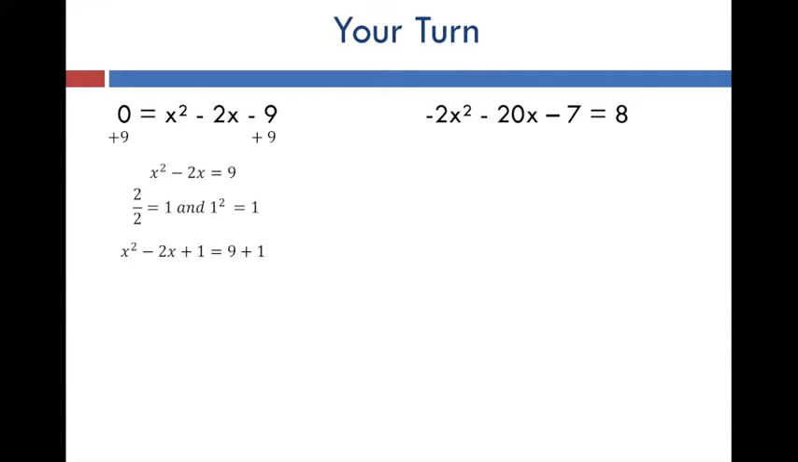Now I'm going to factor the left side, so the square root of x squared is x, and the square root of 1 is 1, and we're going to take the sign of the middle. Then I'm going to solve by using square roots. So x minus 1 equals plus or minus the square root of 10. Now I'm going to add 1 to both sides. So x equals 1 plus or minus the square root of 10.